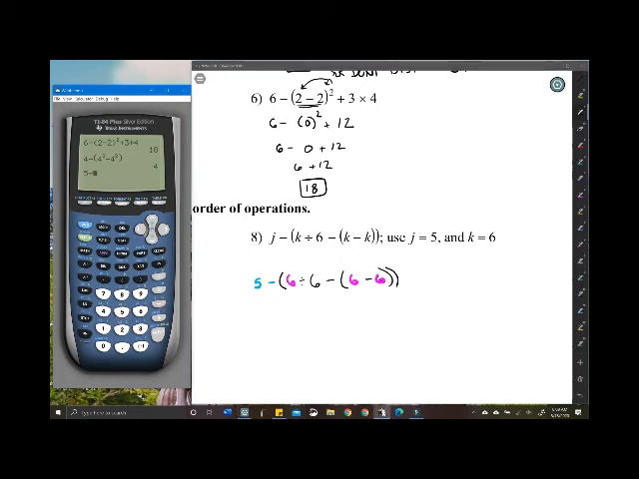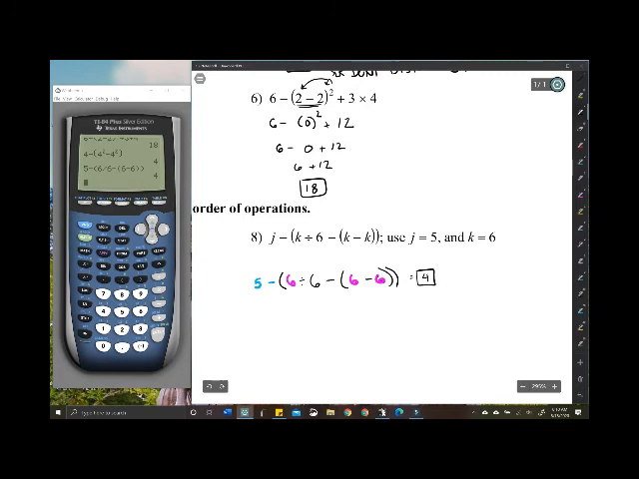5 minus 6 divided by 6 minus parentheses 6 minus 6. Lots going on, but we get 4 as that result. Okay, again, don't believe me. Well, that is 5 minus 6 divided by 6 is 1, minus 0. So that's 5 minus 1, which is 4.